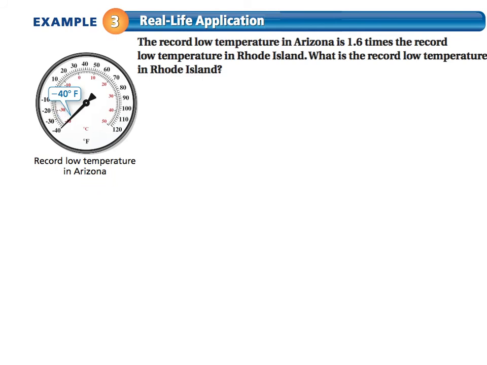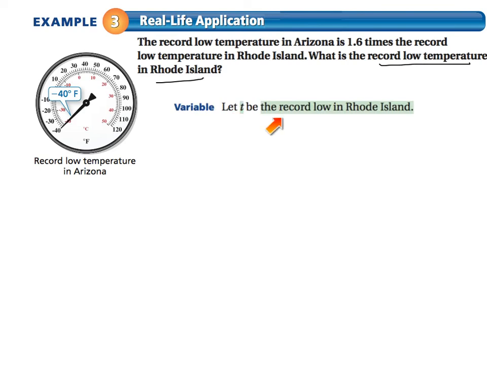I'm telling you right now, you must do this. Always when you set up an equation, figure out what you need to find in the way of the variable. What do we not know? We do not know the record temperature in Rhode Island. So you would write T equals, and you could even abbreviate, temp in Rhode Island. But every time you see the record low temperature in Rhode Island, you're going to let that be T.